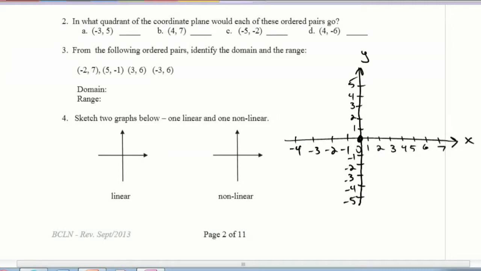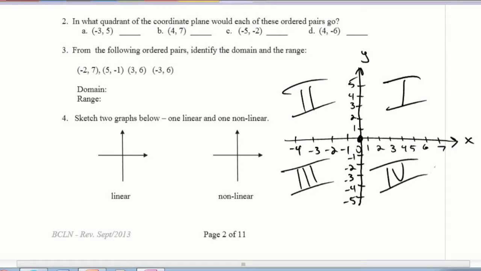The quadrants, that's a tricky one. There's 1, that's 2, that's 3, and that's 4. Why do we use Roman numerals? I don't know. That's what they do though.